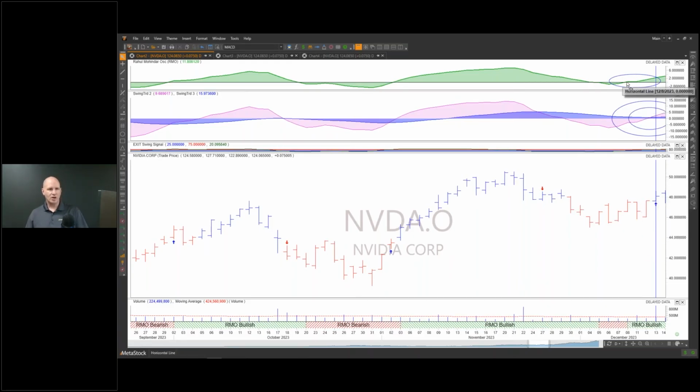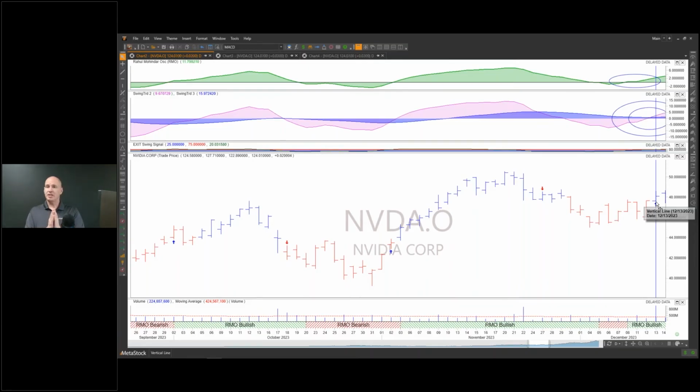Now you'll notice my RMO went bullish a few bars before. Then the swing trade 2 and the swing trade 3 signals came in later. And that's okay. All of these don't have to happen on the same bar. They just have to come together. And that's what we're looking for, these trend alignments. And that's what makes it so powerful, is when they come together, that's the time to get in.